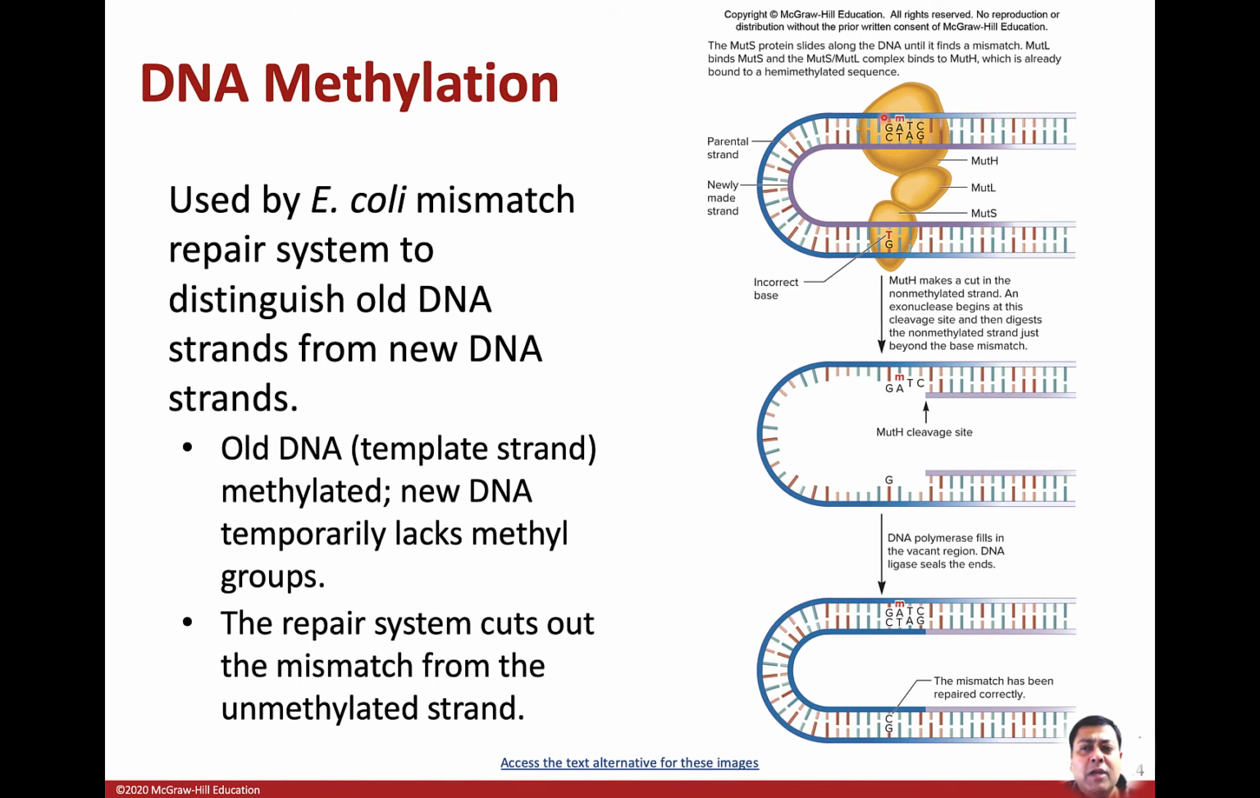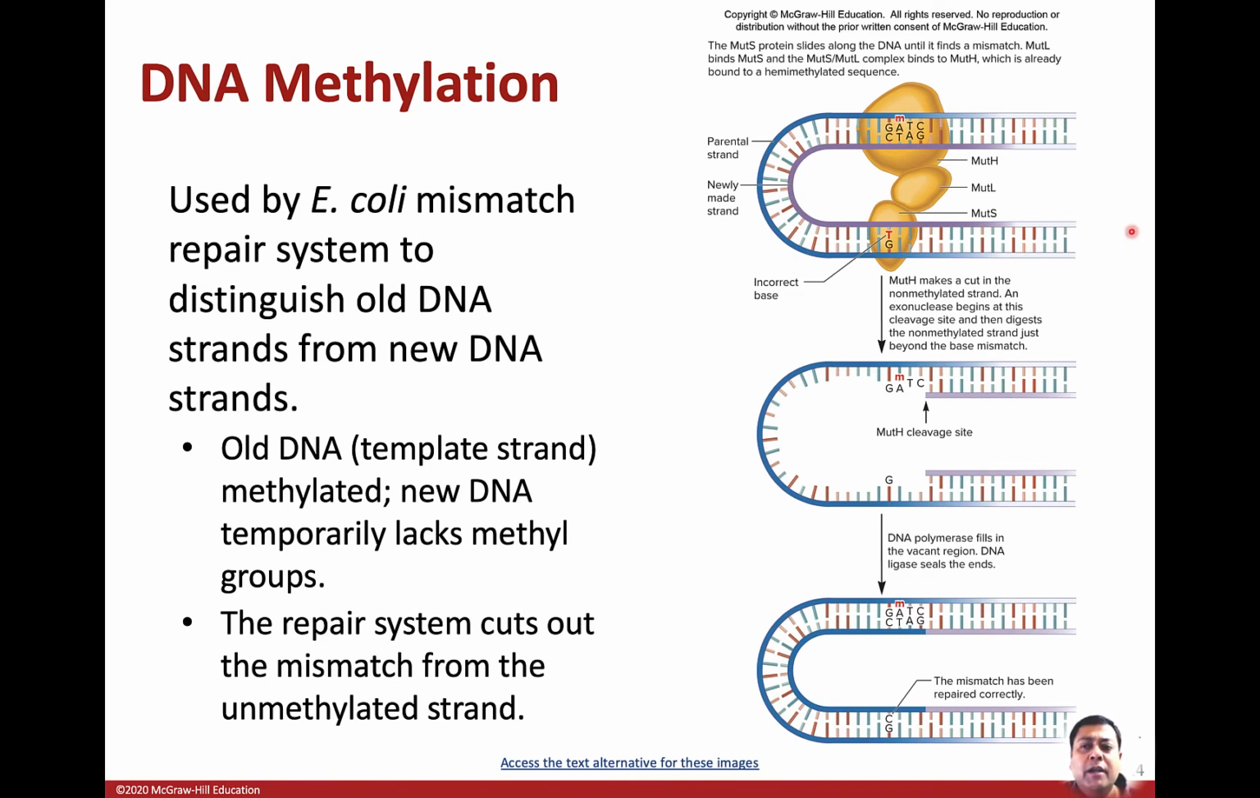So this MutH protein of the complex recognizes that this top strand is methylated. See that this adenine is methylated. That's why this top strand is the parental strand. So it can distinguish that this strand is not methylated because it's newly synthesized, whereas the top strand is methylated. That's why it's the parental strand.